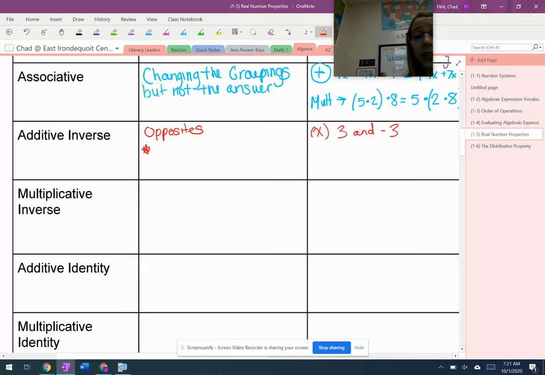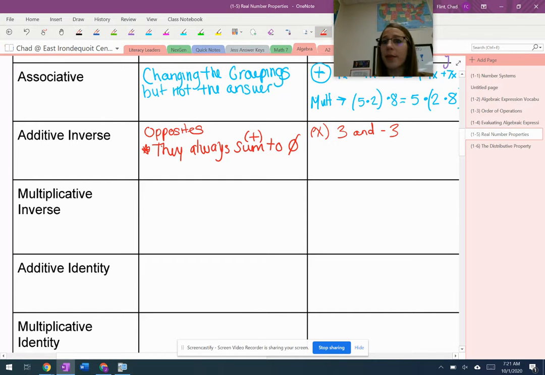We know that a number and its additive inverse are always going to add up to, what is 3 plus -3? 0. So a number and its additive inverse always sum to 0. And above "sum," I'm just going to put a little plus sign, so remember that sum means plus.